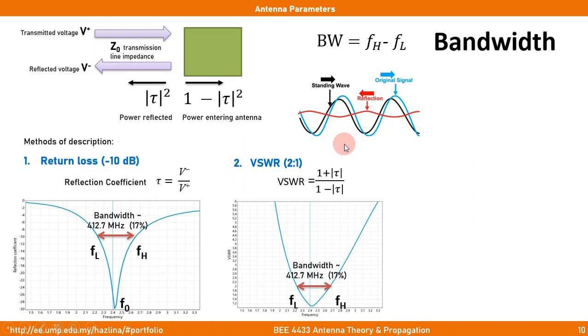The acceptance cutoff value for VSWR is 2. The return loss correlates with VSWR. Hence, as shown here for the same dipole simulation, the bandwidth is 412 MHz, similar to the one shown in the reflection coefficient graph earlier.